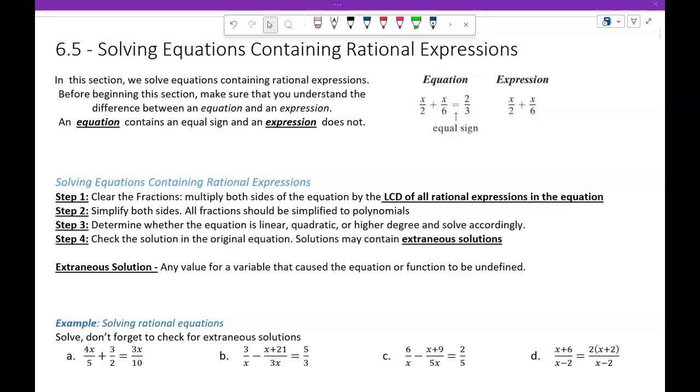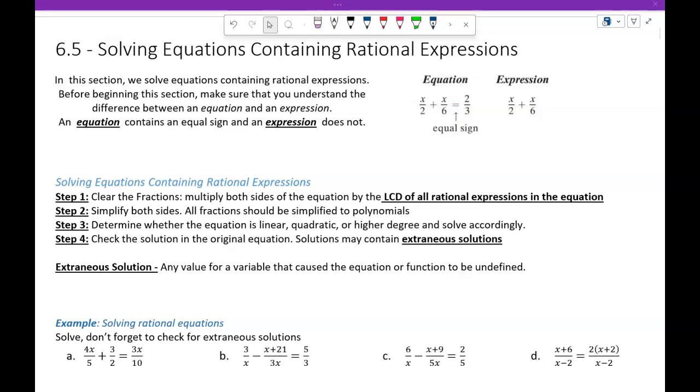We're going to be using the same process that we did with method 2 when we simplified complex fractions, where we multiply everything by the LCD of our rational expressions. This allows us to clear the fractions. From there, we just simplify, combine like terms, apply any distributive property, and then set the equation in standard form so that we can solve.